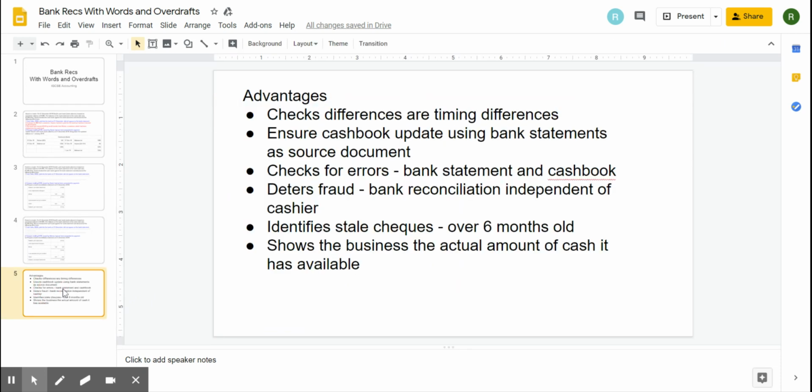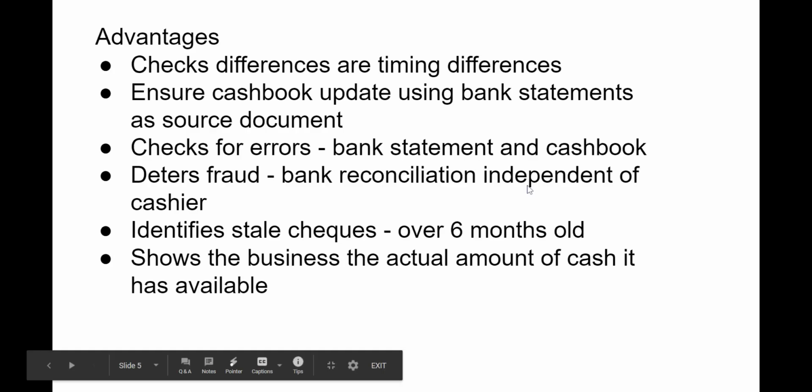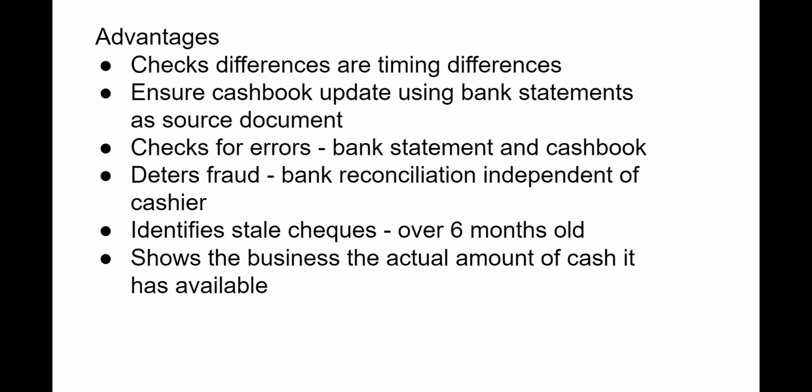Right, very quickly, why do we do a bank reconciliation? There are a number of important reasons. It checks that differences are timing differences. What we mean by that is due to either a delay in us receiving the bank statement, and so being able to update for things like standing orders, or a delay between us sending a check, for example, and the supplier presenting that at the bank for payment.